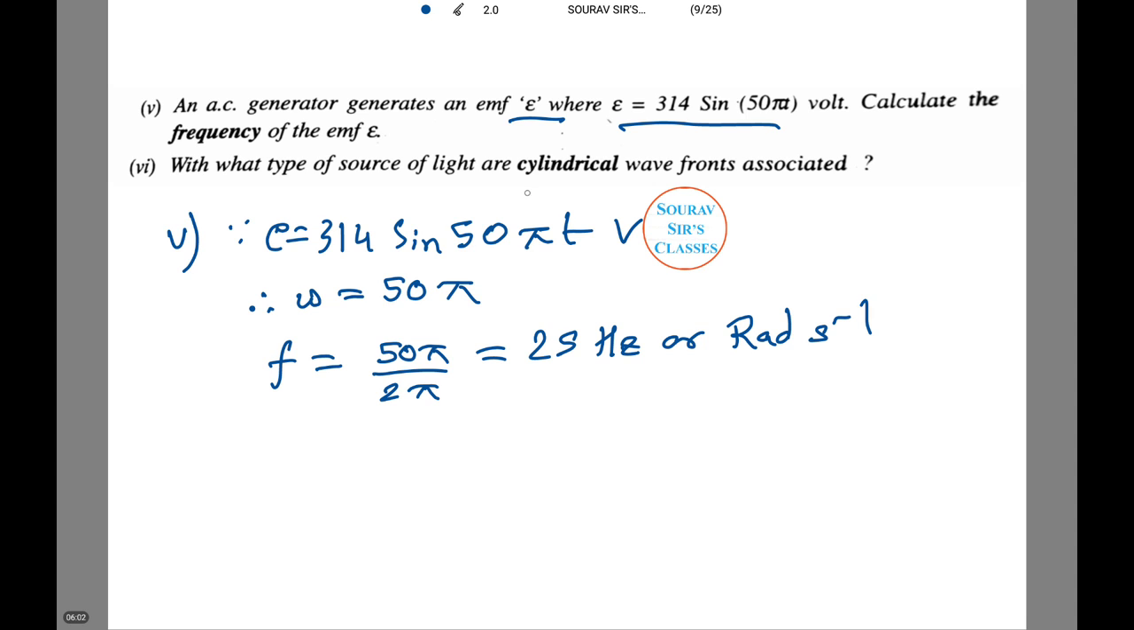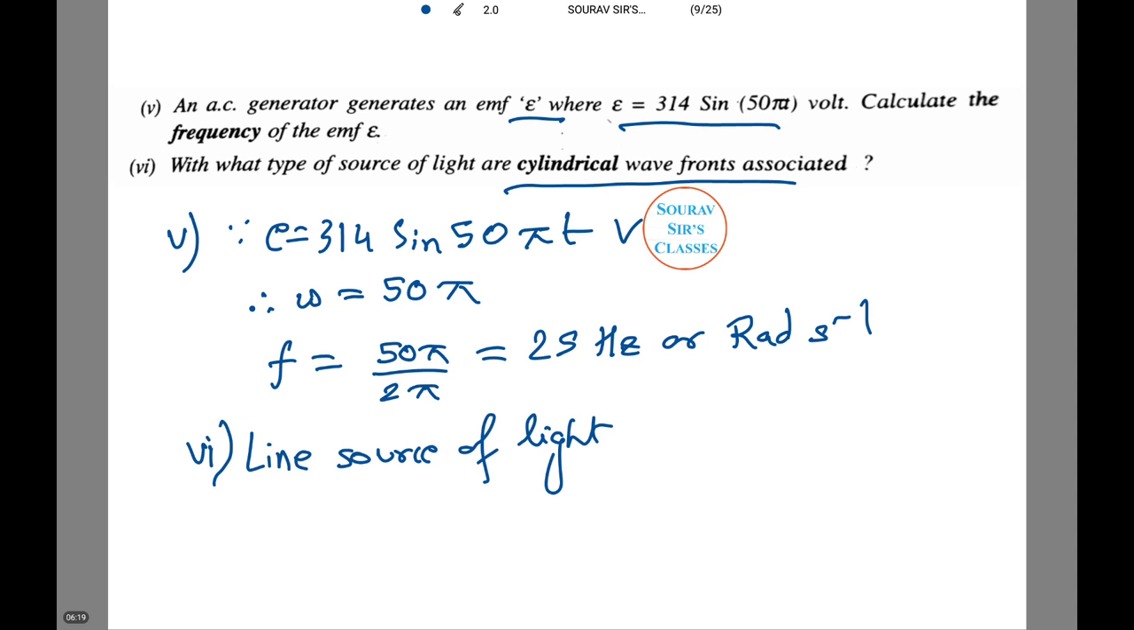With what type of source of light are cylindrical wave fronts associated? A line source of light yields cylindrical wave fronts.